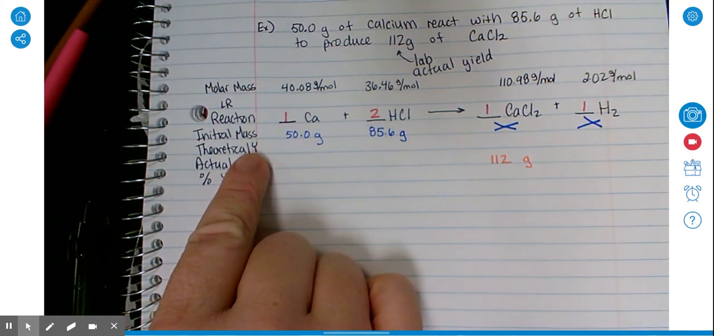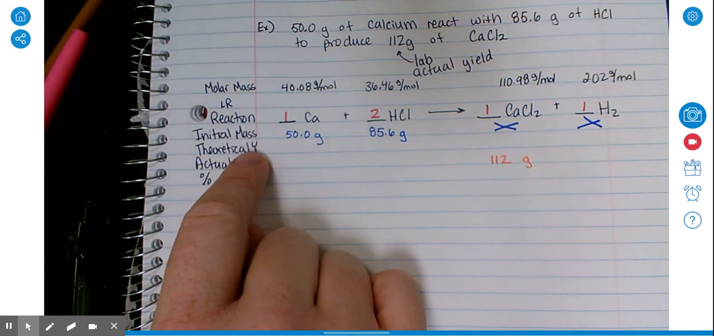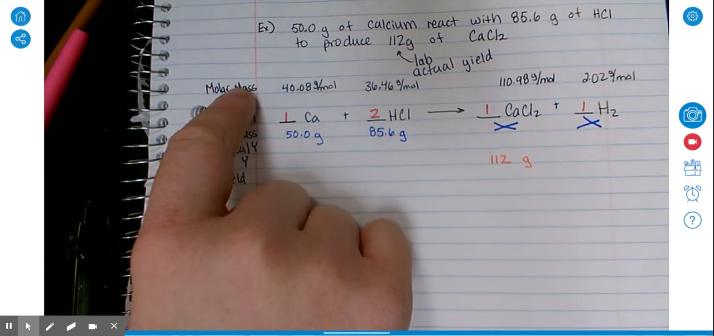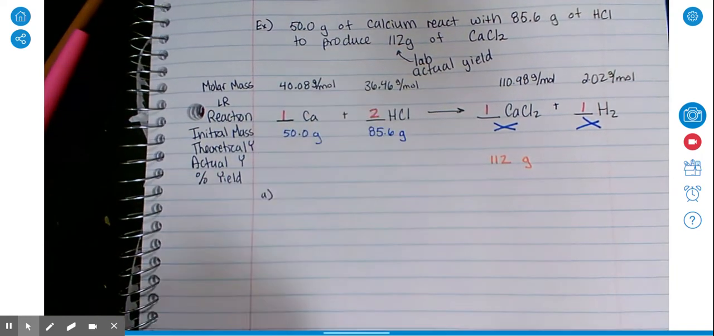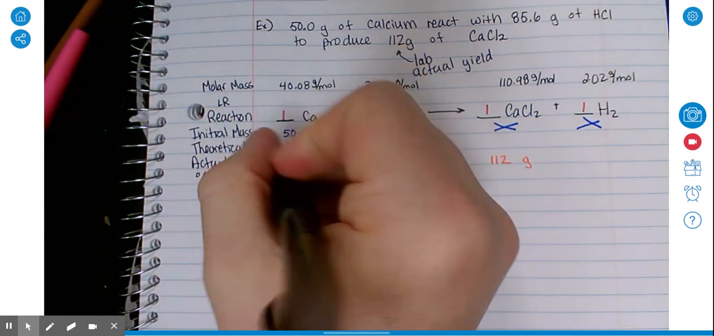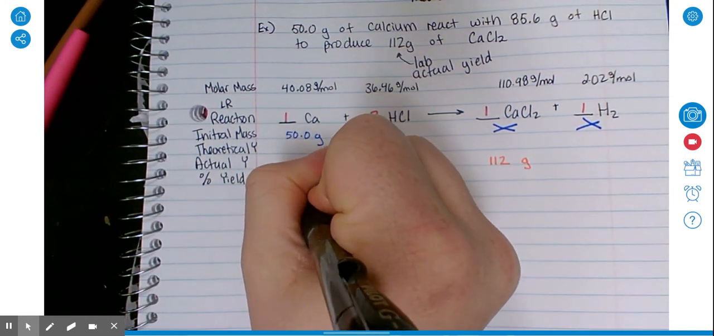All right, next thing, just like we've been doing, in order to get our theoretical yields, we've got to determine the limiting reactant. So step 1, step A, determine the limiting reactant.